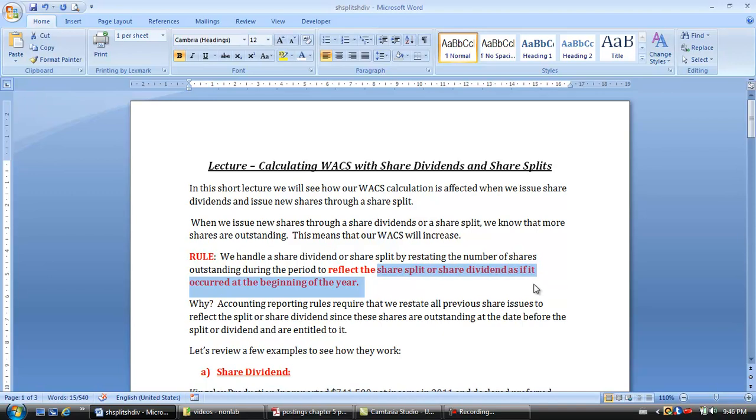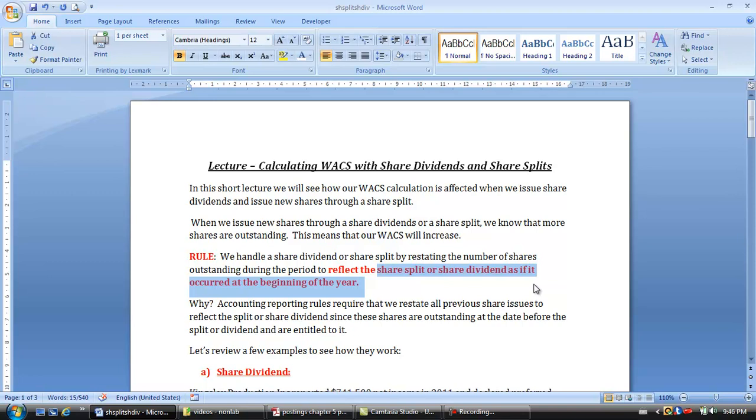Now, why do we have that rule? Well, it makes sense in accounting because all of those outstanding shares are going to be subject to the share split or the share dividend, regardless of what you've issued, because all the shares that existed at that date are entitled to it. That's what it means when you split shares. All of the outstanding shares are entitled to it, and the shares that you have now were outstanding before you declared and issued the split or the dividend, so they all get it.